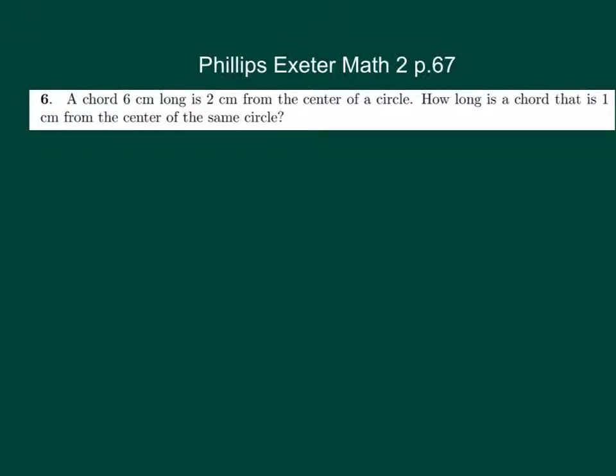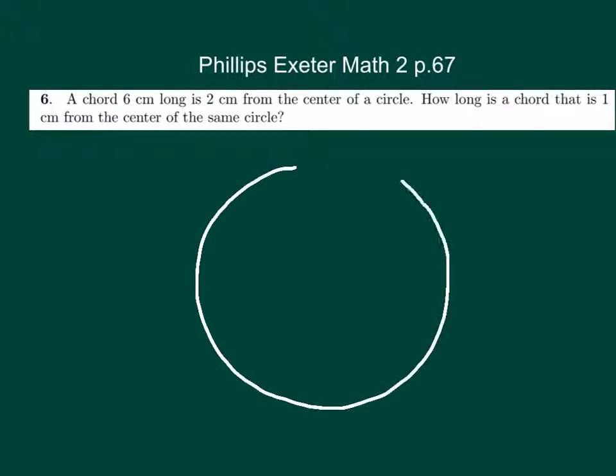Okay, we have a circle, and there's a chord that is 6 centimeters long in the circle. So let me try to draw a beautiful circle here. Not so beautiful, but that's okay. And you have a chord that is 6 centimeters long. This will not be to scale. And it is 2 centimeters from the center of the circle.